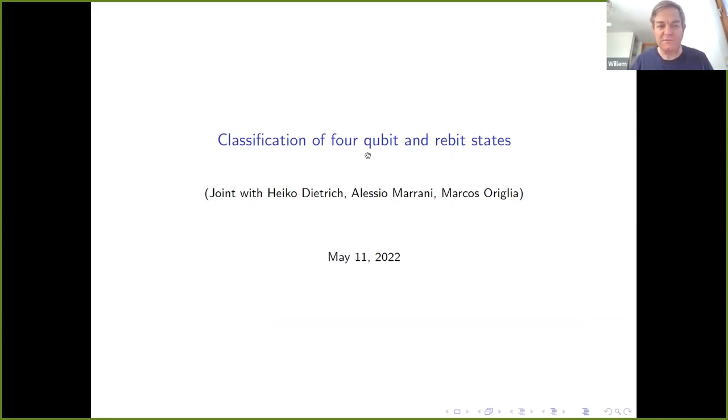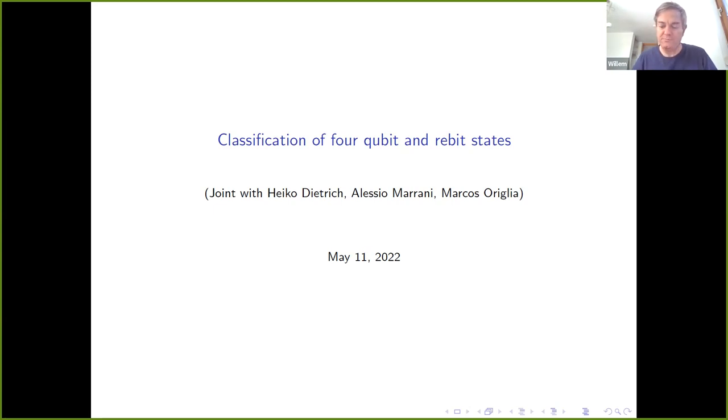So this is a project together with Heiko Dietrich, Alessio Marani and Marcos Aurelia. Maybe I say a little bit of why we did this. With Heiko, we got a grant some years ago, and Marcos Aurelia was a postdoc in this project. The grant was about doing real orbits. Then we decided to look at this particular problem for the real orbits. But to do the real orbits, we had to do the complex orbits as well. And we found that in the literature that had not been done yet for some reason, although many people have worked on it, they didn't really go into a lot of detail, I would say. Therefore we wrote two papers, on the complex orbits and then the real orbits.